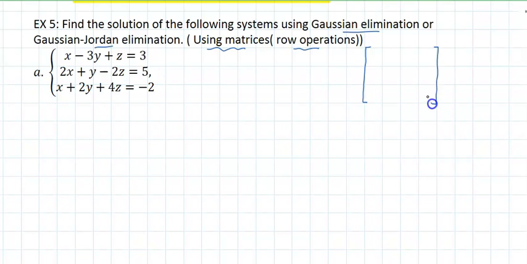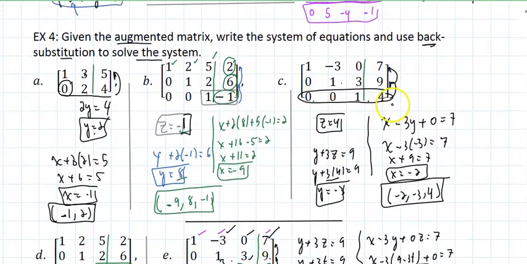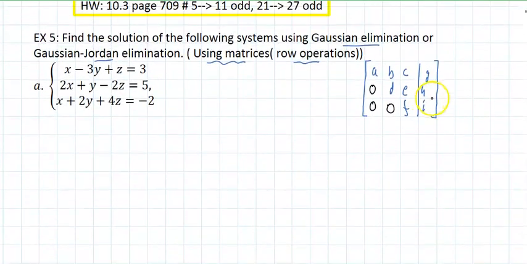Our goal is to write an augmented matrix in an upper triangular form. The idea is to make sure that this is a 0, this is a 0, and this is a 0. And once we do that, as we saw in the previous lecture, we use backward substitution. So once we get it this way, we say, well, let's say that's f times z equals i, solve for z, and so on and so forth.